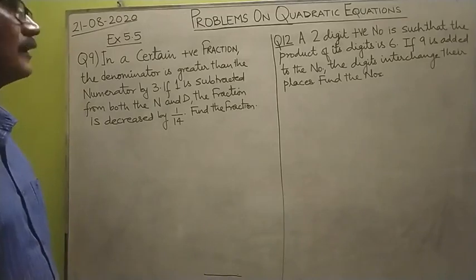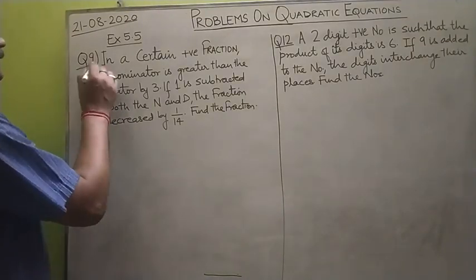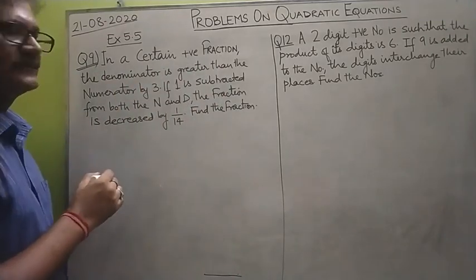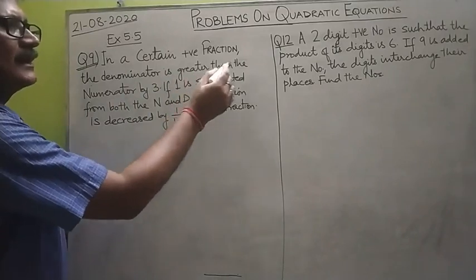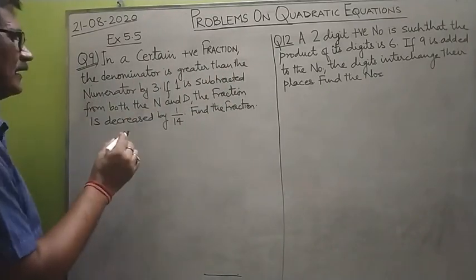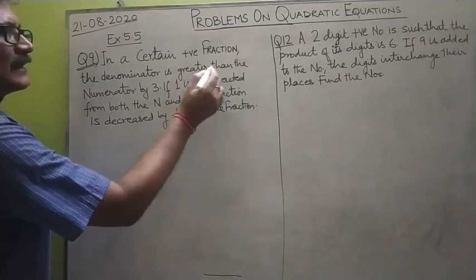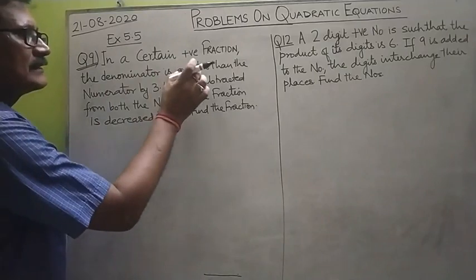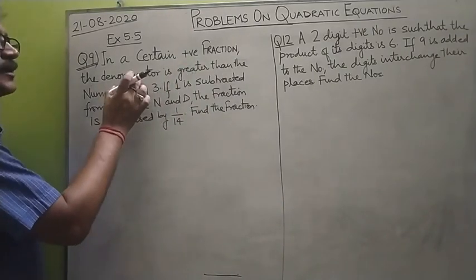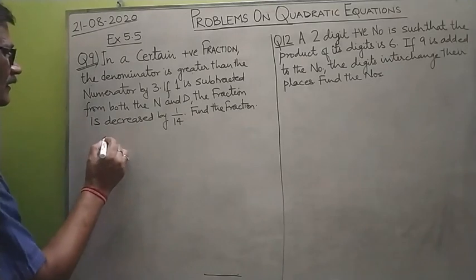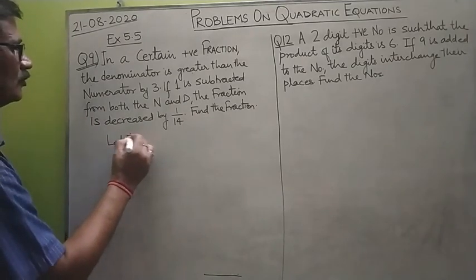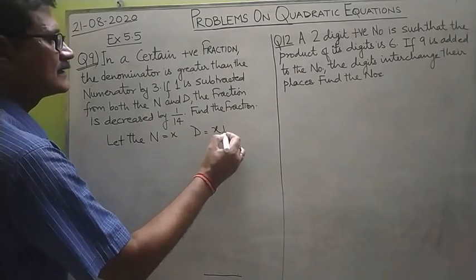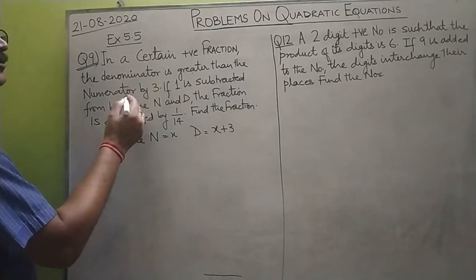Now let's take a problem on fractions. Question number 9 from the same exercise 5.5. In a certain positive fraction, the denominator is greater than the numerator by 3. That means if you take the numerator as x, the denominator is greater than x by 3, so the denominator becomes x plus 3. So we take here, let the numerator be x, then the denominator would become x plus 3, because the denominator is greater than the numerator by 3.